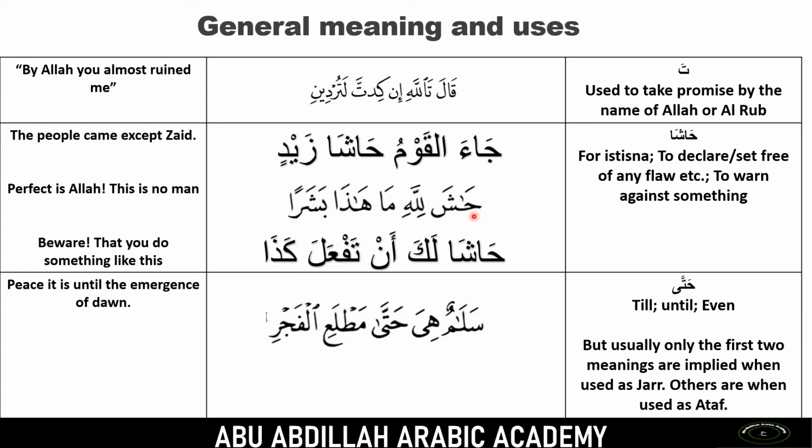In the second example, we have a verse from the Quran which says hasha lillahi ma hadha bashara. So hasha lillahi meaning Allah. So here hasha is used to declare or set someone free of any flaw. Meaning hasha lillahi, perfect is Allah, or Allah is flawless. Again this is used as an exclamation. So usually this would be said when someone is surprised by something. So they would say hasha lillahi ma hadha bashara. So this is again from Surah Yusuf.